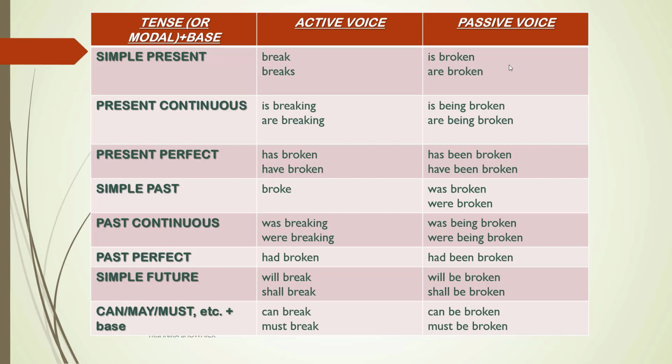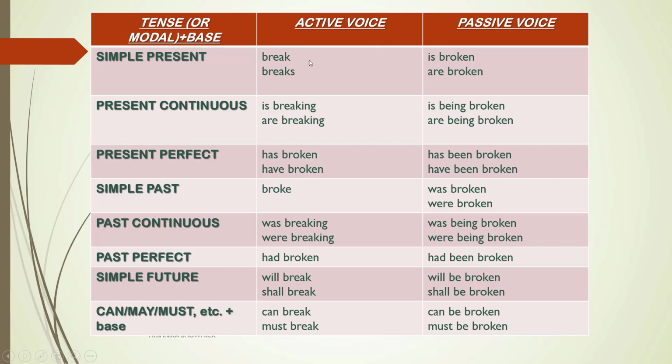So if a sentence is written in simple present, suppose the sentence is "I break the car," what will be its passive form? "I break the car" will be "the car is broken by me." Or it can be "he breaks the car," and the car is broken by him. Or "I break the cards," so the cards are broken by me.